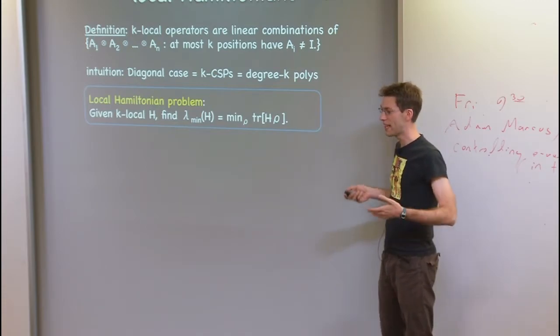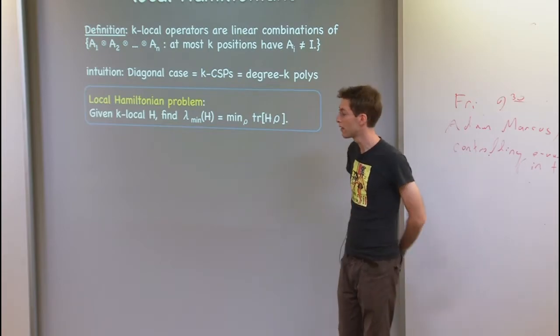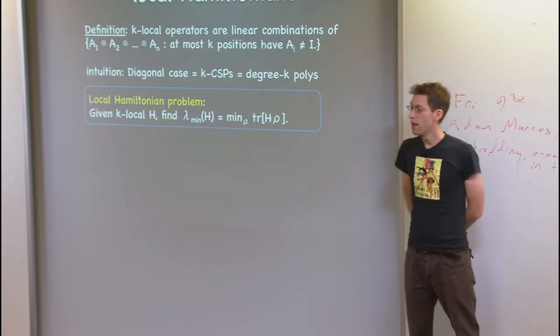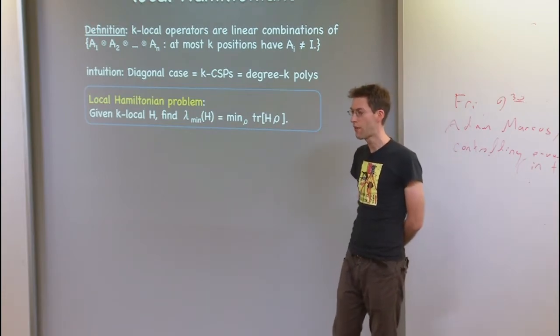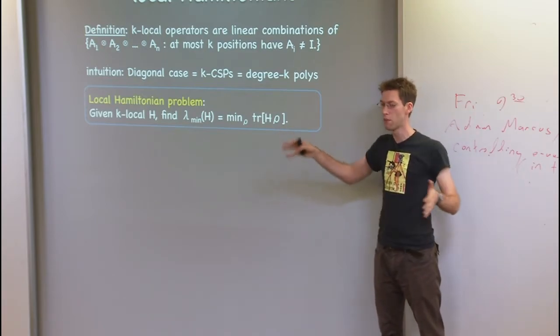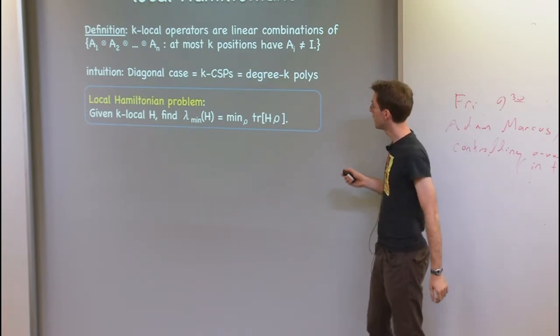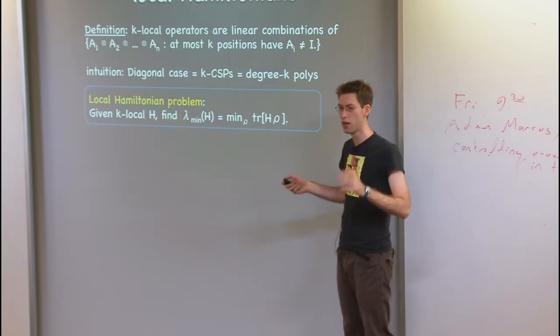One way to get intuition for what these means is to think about the case when it's diagonal and you're back in the classical setting. This is like looking at a k-constraint satisfaction problem. So how many things are satisfied in a k-CSP? Well, it's some function of subsets of at most k variables. In the Boolean case, this is like degree k polynomials over the hypercube.